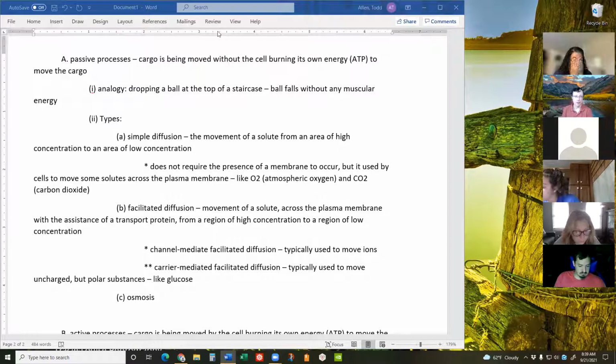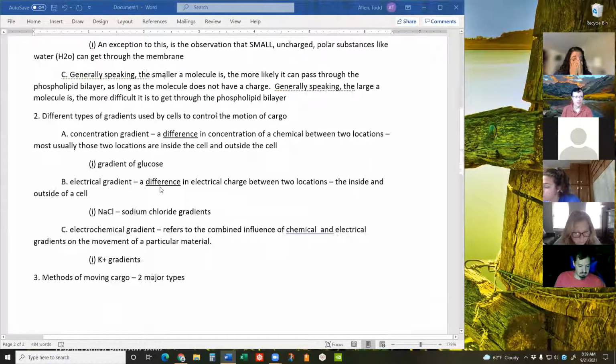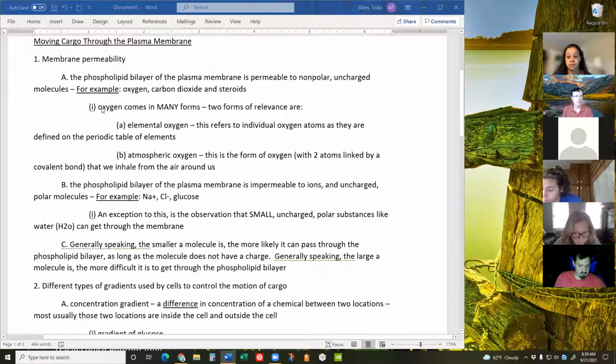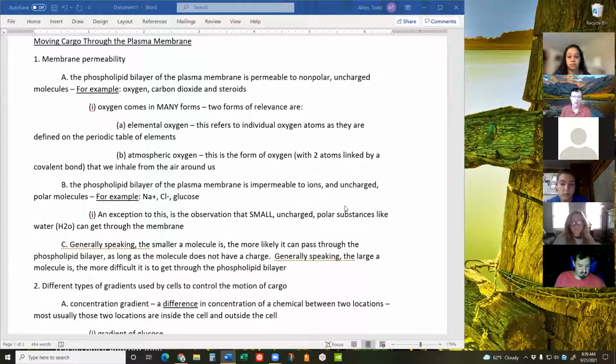Because up here, when we started talking about moving cargo at the start of our class today, we said that the phospholipid bilayer of the plasma membrane is permeable to nonpolar, uncharged molecules. And then we said it's impermeable to ions and uncharged polar molecules, right? So there's a lot of words floating about right now. Do you understand the difference between polar, nonpolar, and charged, uncharged?